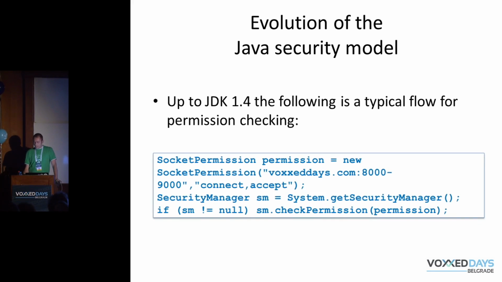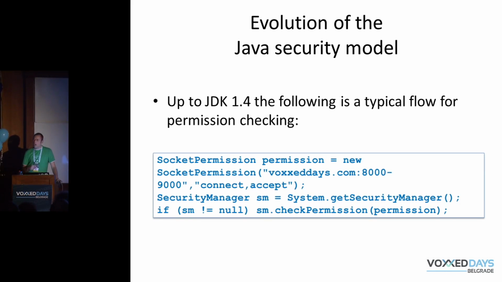So here is a very basic example of how permission checking is done. You first, for example, create a socket permission. You can see a lot of places in the JVM source code and the JDK classes that do something like this. So you create an instance of a permission class that has several things. The first thing is the code source, or the location from where the source code is being loaded.